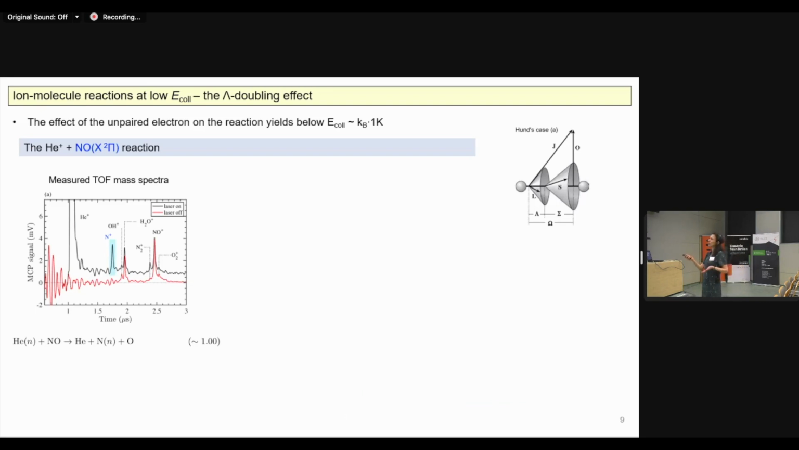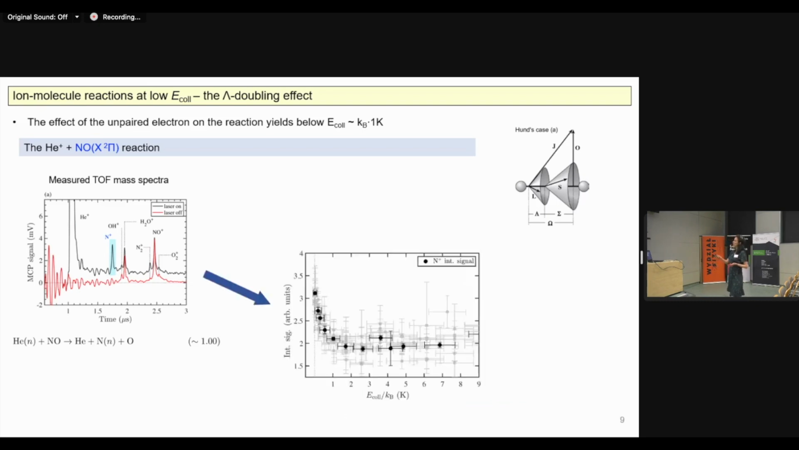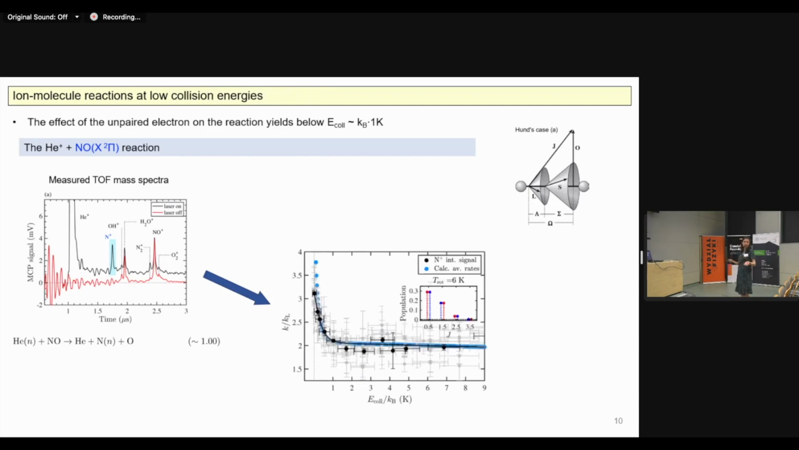So in this reaction, we could identify the M+ as the sole product ion. And then if we were to plot, this is basically many data sets averaged together as a function of the collision energy. And what we notice is that as we go from about 9 to 1 Kelvin, there is almost no dependence. But then below 1 Kelvin, we see this really nice and sharp feature. And then we can also calculate it, and this is what you see in the blue dots. And we see that the calculation matches the experimental data really well, assuming we have a given rotational temperature in the beam.